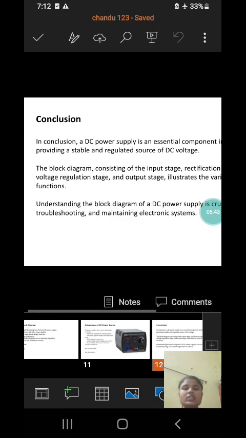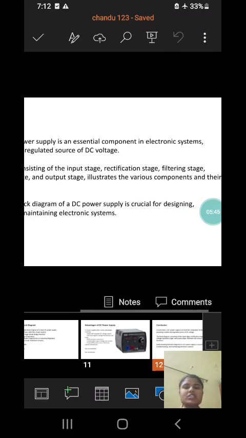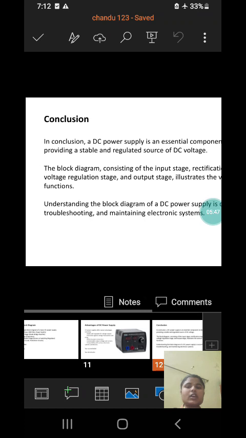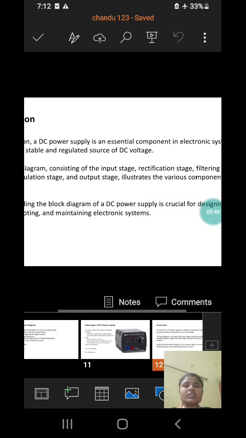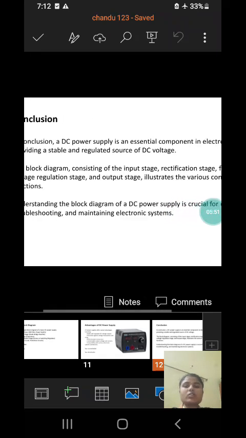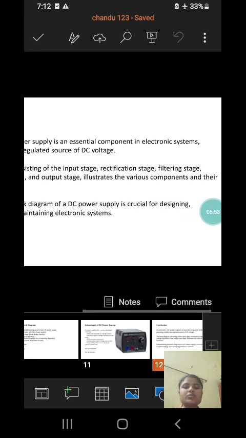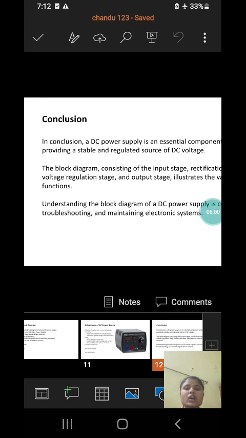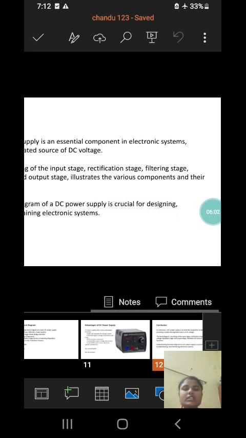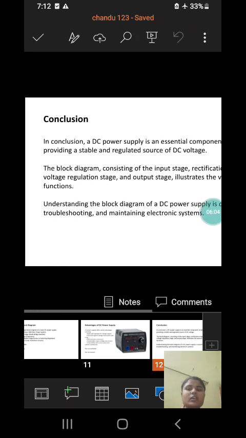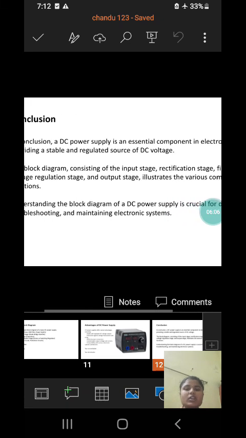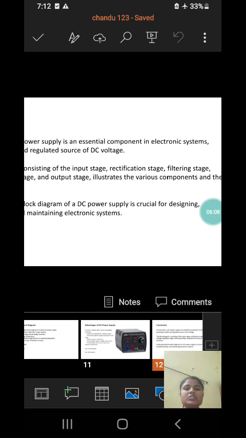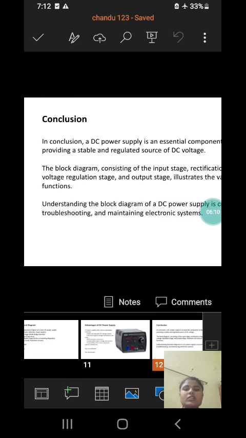Conclusion. In conclusion, a DC power supply is an essential component in electronic systems, providing a stable and regulated source of DC voltage. The block diagram, consisting of the input stage, rectification stage, filtering stage, voltage regulation stage and output stage, illustrates the various components and their functions. Understanding the block diagram of a DC power supply is crucial for designing, troubleshooting, and maintaining electronic systems.